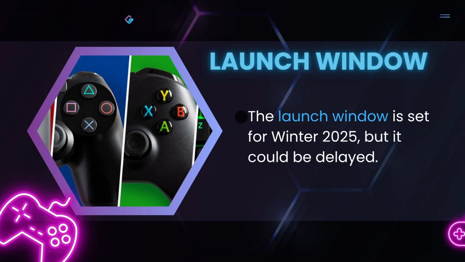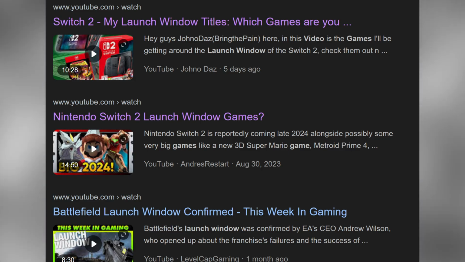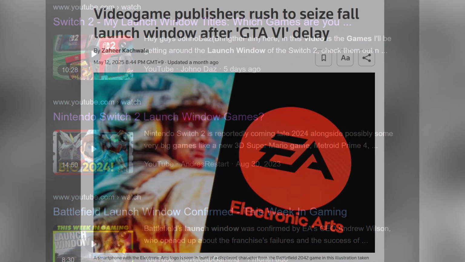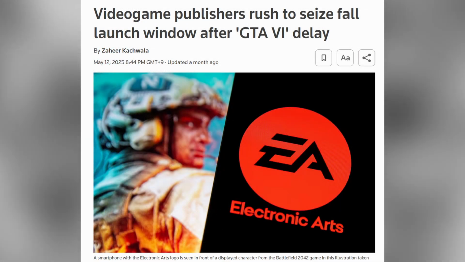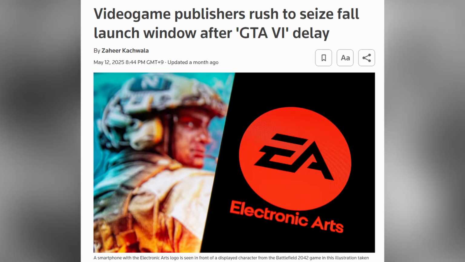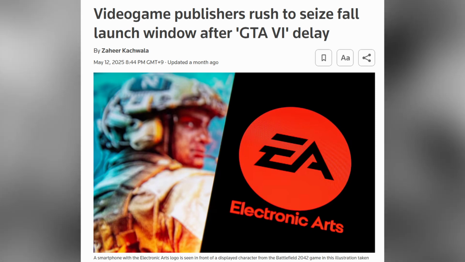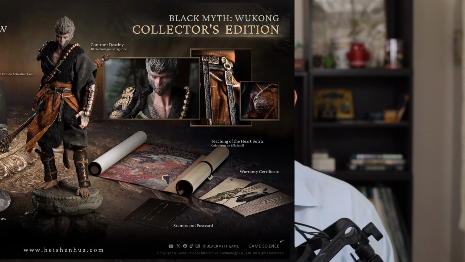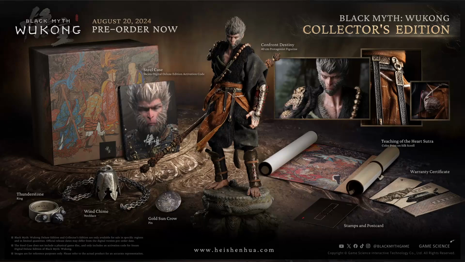Our example sentence can help us out here. The launch window is set for winter 2025, but it could be delayed. So the launch window is when they expect the game to be available. They expect it to be ready so you can buy it. But it's a window, so it's not an exact date. Sometimes they tell you the launch window so you can pre-order the collector's edition.